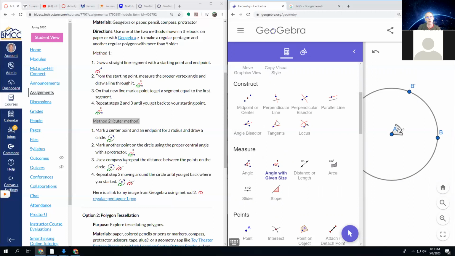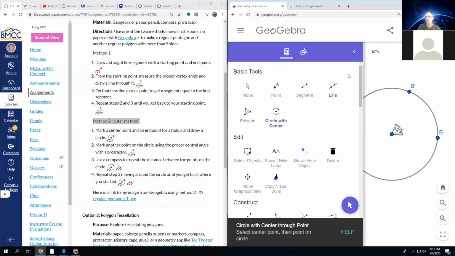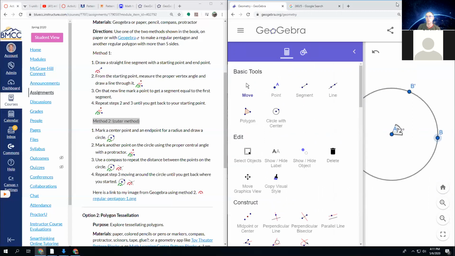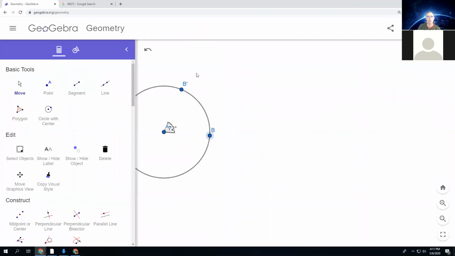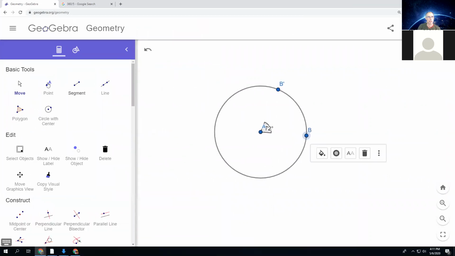Step 3 says use a compass to repeat the distance. On GeoGebra, the compass is the circle with a point tool. And that was that first one I had right here. So what I do next, will you please work for me? Ah, darn you, GeoGebra. Okay, make the screen big so we can see it better, and move you over here. Apparently, if you hide this, you get the move tool. I want that tool.